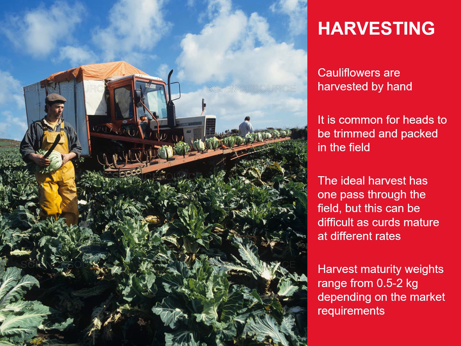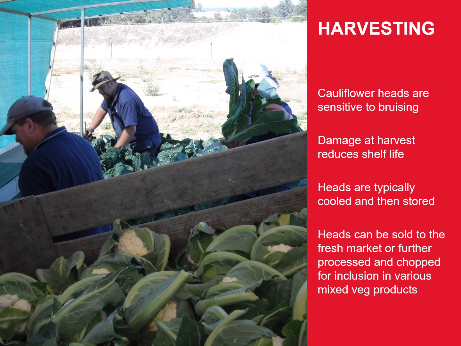Harvest maturity: the heads typically weigh from about 0.5 to 2 kilograms, and this again depends on the market requirements, and the cauliflower heads may be further graded once they've been harvested and sent to a processing facility. So this is just showing what happens in that immediate post-harvest phase.